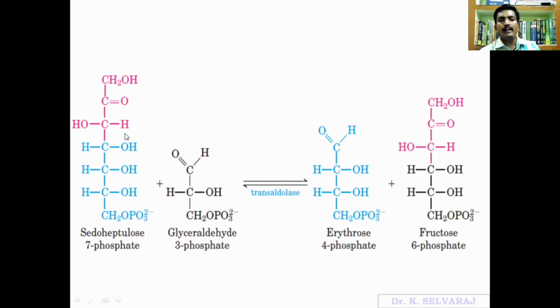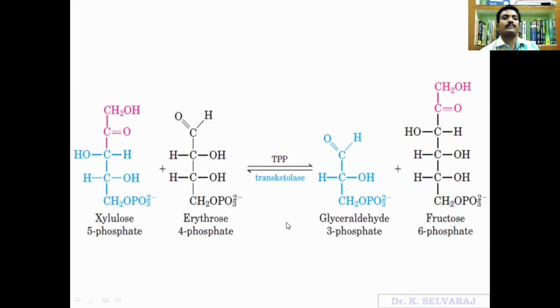I hope in this colored compound you see this is a keto group. This keto group is transferred to the glyceraldehyde 3-phosphate. Then glyceraldehyde 3-phosphate becomes fructose 6-phosphate. And the aldo group, which is present in the glyceraldehyde 3-phosphate, is transferred to the pseudo-heptulose 7-phosphate. Then pseudo-heptulose 7-phosphate becomes erythrose 4-phosphate.